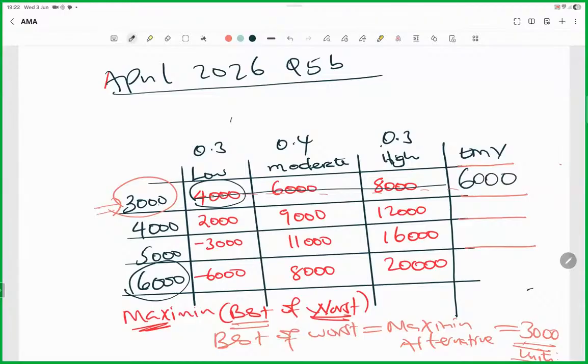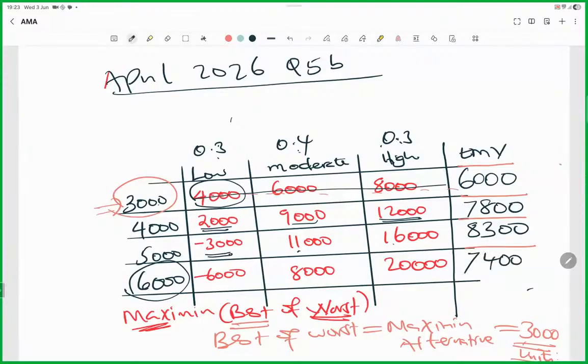How about EMV for 4,000? Pick this times its corresponding plus 9,000 times 0.4 plus 12,000 times 0.3. Give me an answer. 7,800. This one, it will be minus 3,000 times 0.3 plus 11,000 times 0.4 plus 16,000 times 0.3, which will give me what figure? 8,300. Then lastly, we have minus 6,000 times 0.3 plus 8,000 times 0.4 plus 20,000 times 0.3, which will give me what figure?